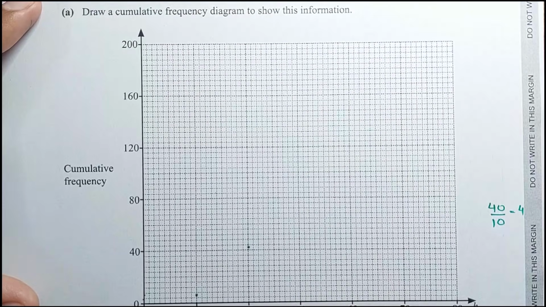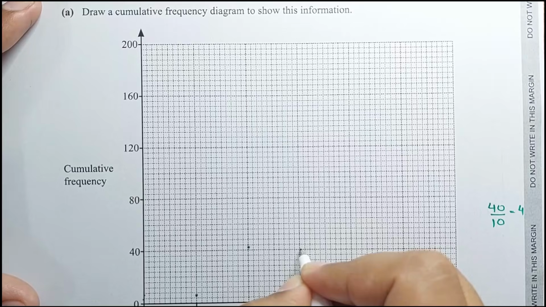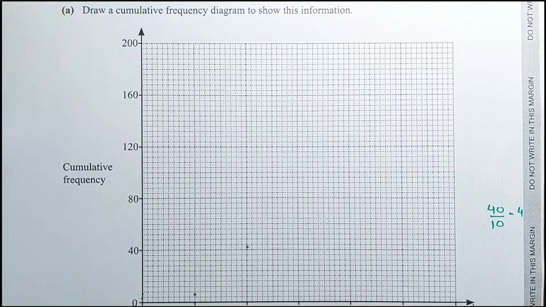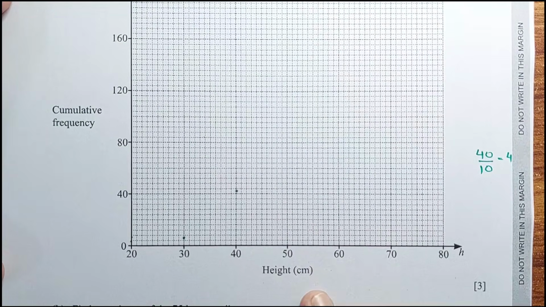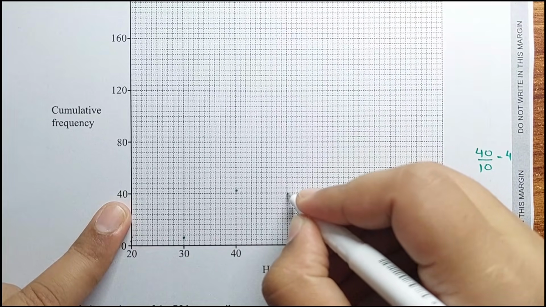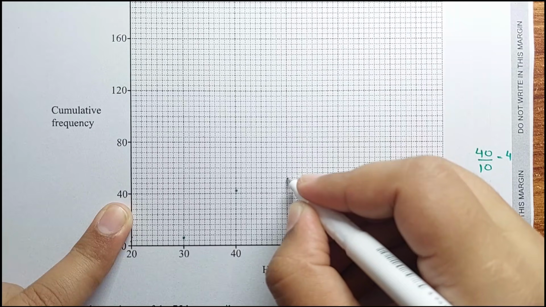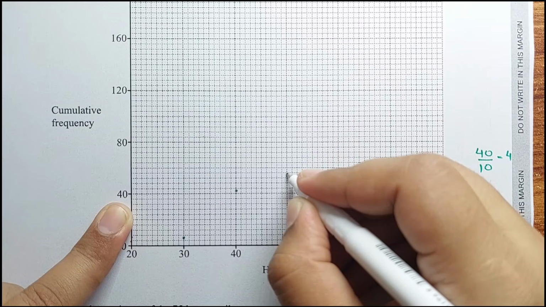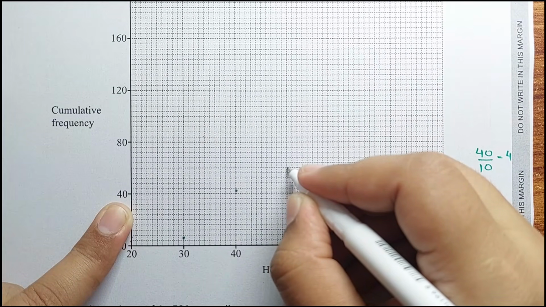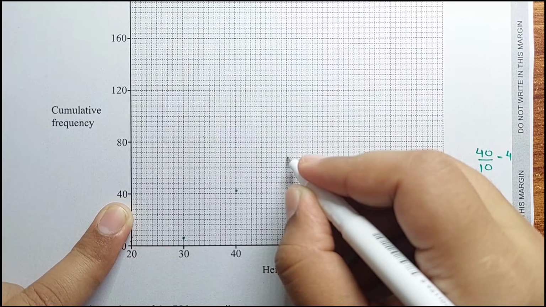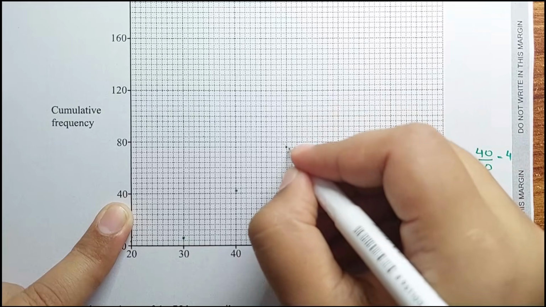For 50 we have to find where 76 is. 44, 48, and then plus 2 is 50. Okay, corresponding to 50, we have 76. So this is 40, 44, 48, 48 plus 4 is 52, and then 56, 60, 64, 68, 72 and 76 over here.